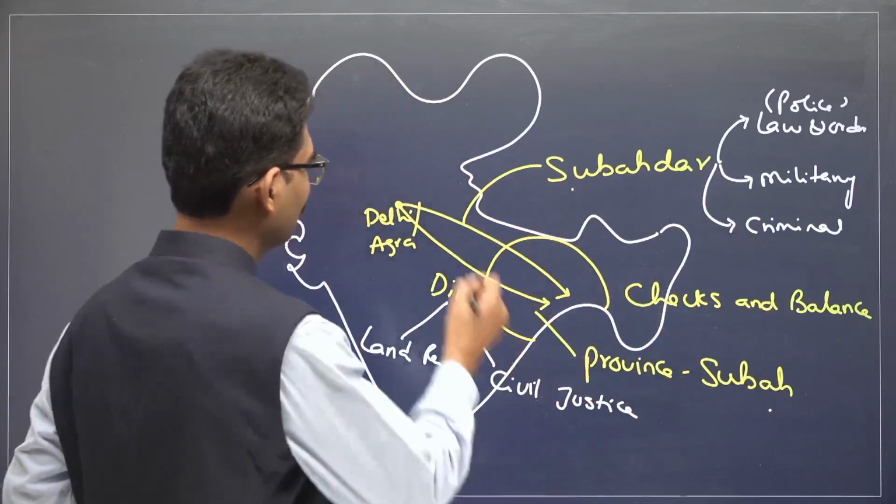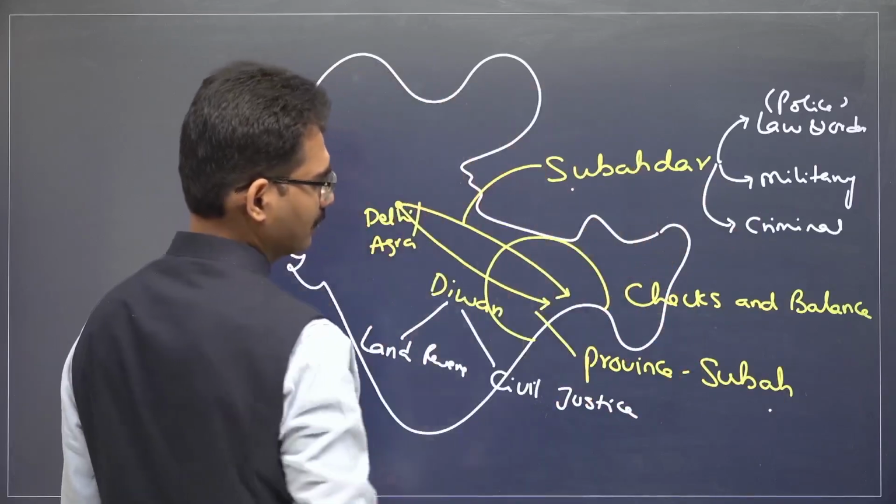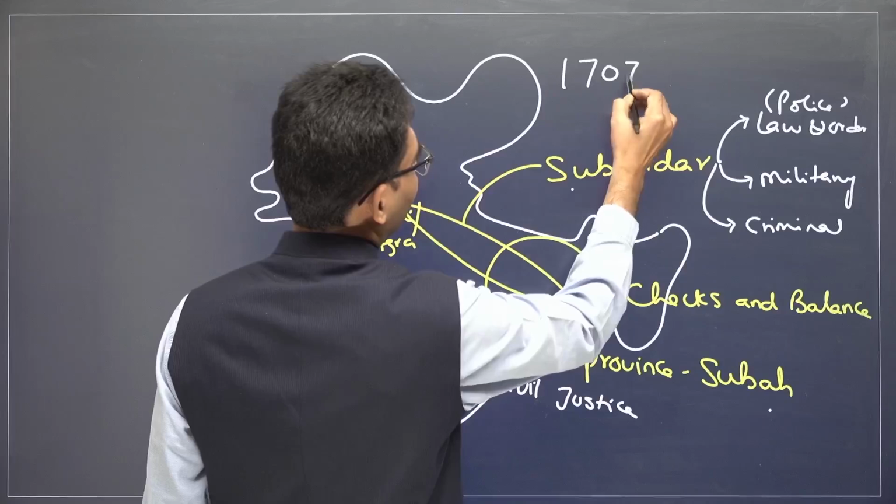Now what happened? This is up to the Aurangzeb time period. But in 1707, Aurangzeb died.